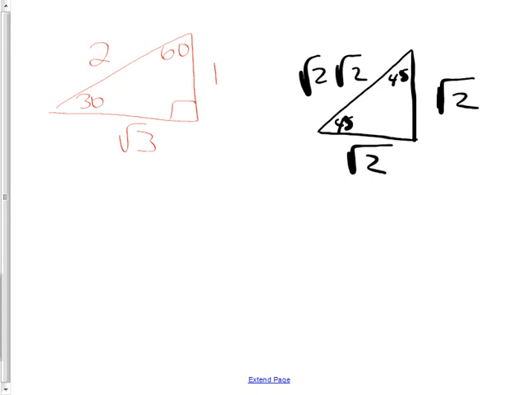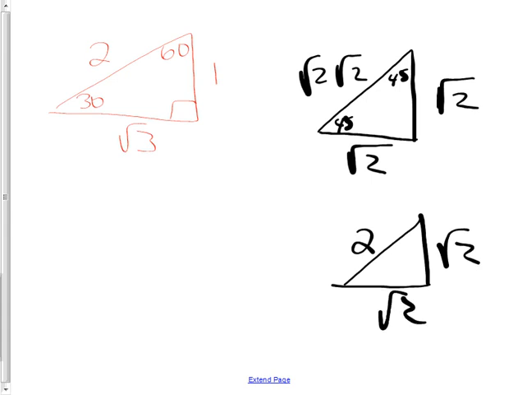So then it's not only the 1, 1, root 2 triangle, it's the root 2, 2 triangle. And that's 45 degrees also. It's the same exact triangle. It's just been multiplied by root 2 everywhere. All right. So let's see if you can use these things now.